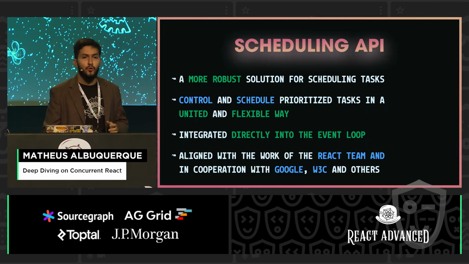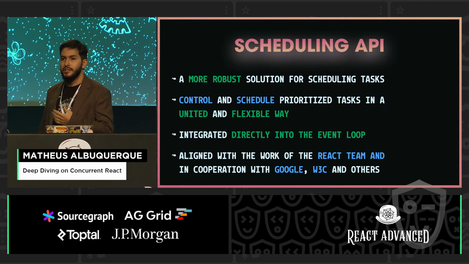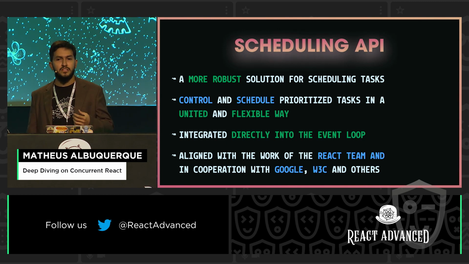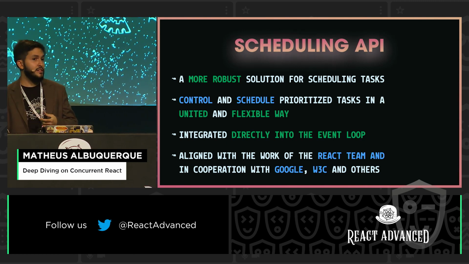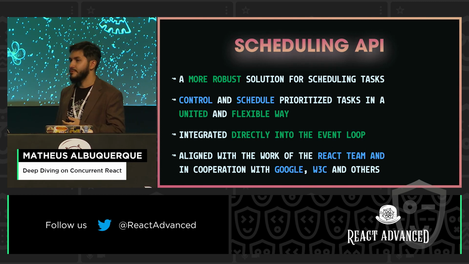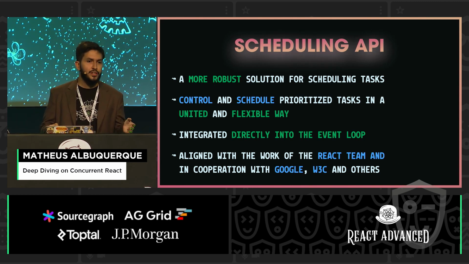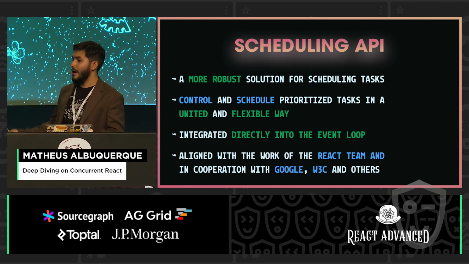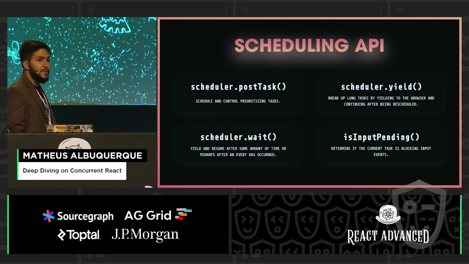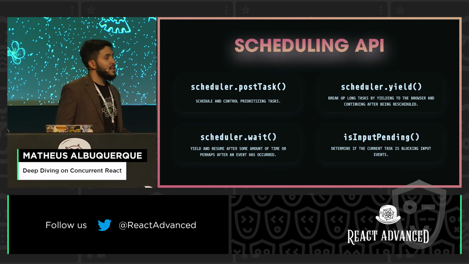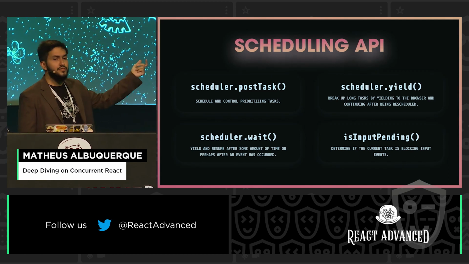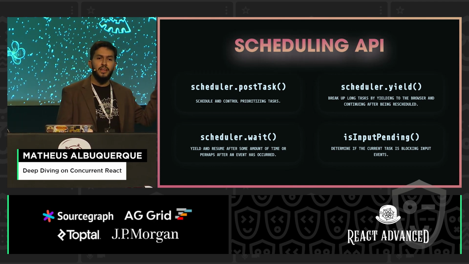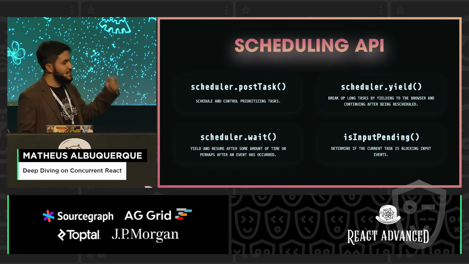But it's basically a more robust way to do scheduling in the browser, other than, for example, requesting idle callbacks and stuff. And it's going to be something that is promise-based and integrated directly into the event loop. And not only that, but it's aligned with the work of the React core team and other teams like Polymer, the guys from Google Maps, and even the web standards community. And this API is an umbrella for a lot of interesting stuff, like APIs for yielding execution to the event loop, APIs for scheduling tasks, APIs for checking if the browser is busy handling some kind of user input, and etc.